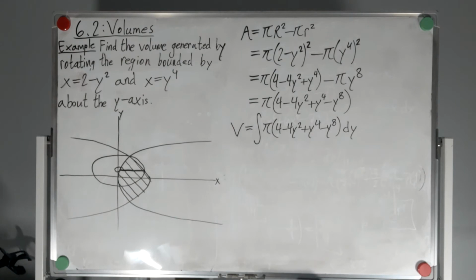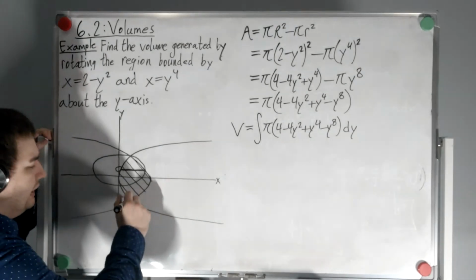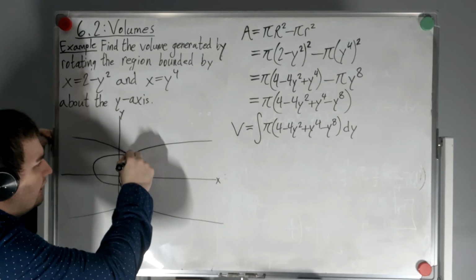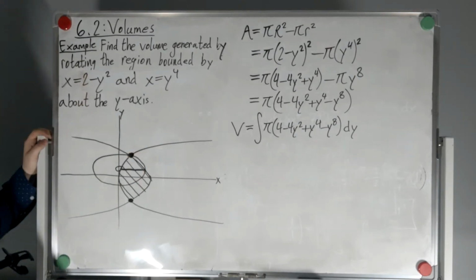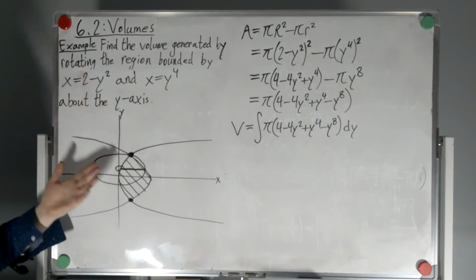Now, what would be the bounds? Well, we're integrating along the y-axis now. So the bounds need to be from the y-coordinate of this point to the y-coordinate of this point. Those would be the locations where these two curves intersect.